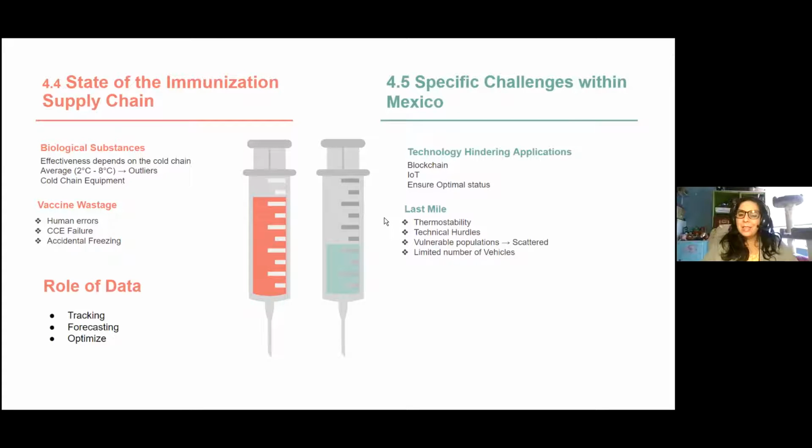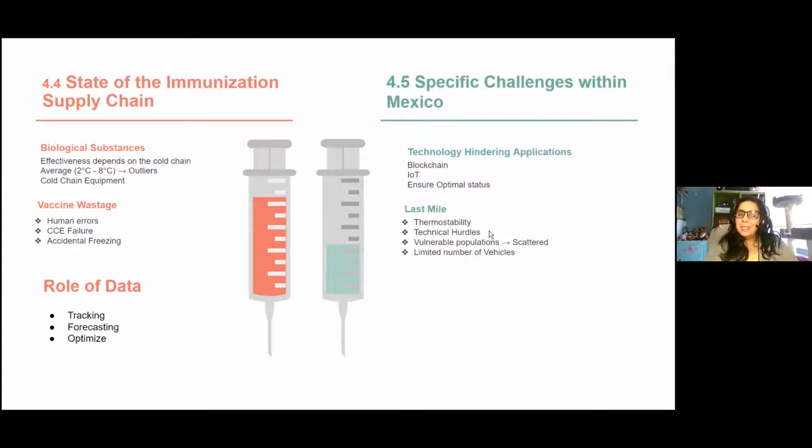So there are different options, which is thermostability. This means the vaccine is formulated so that it can last a definite amount of time outside the cold chain. For example, it can be 4 hours at room temperature or something like that.